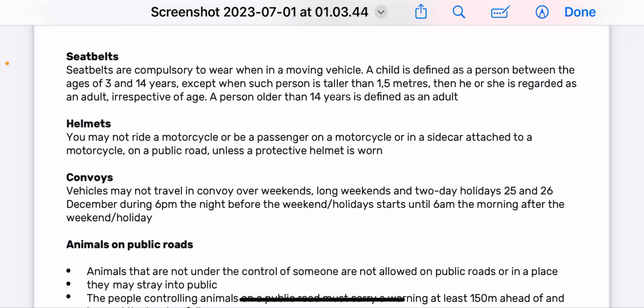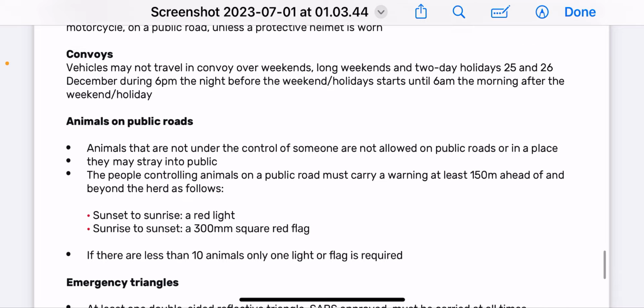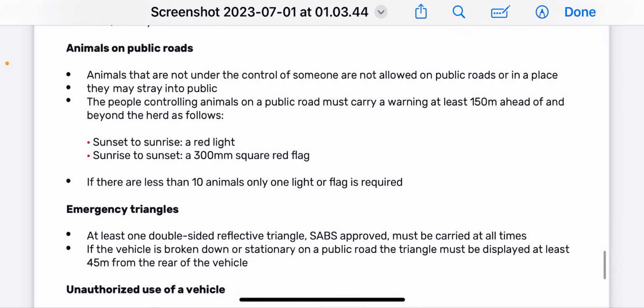You may not ride a motorcycle or be a passenger on a motorcycle or in a sidecar attached to a motorcycle on a public road unless a project or whatever. And I'm passing the convoys for motorcycles also.